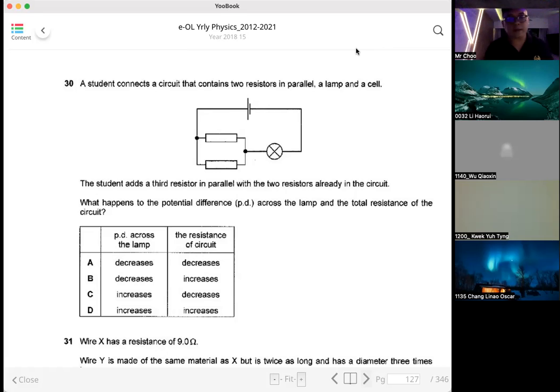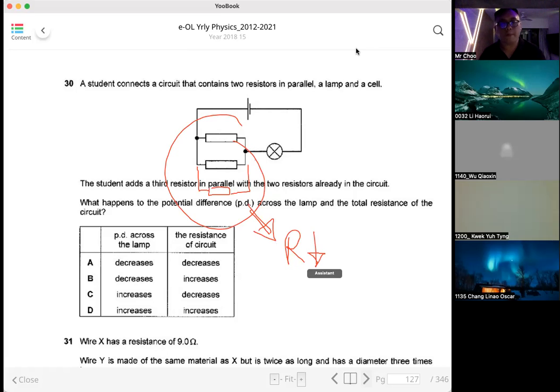Okay, let's do this question together. Welcome back, Ryan. First of all, if I were to add one more resistor here, this whole thing, have you all learned before? The resistance will drop. Is that clear? This resistance remains the same. Because this drops and this remains the same, the combined resistance will also drop. So the resistance of the circuit decreases. Is that clear?